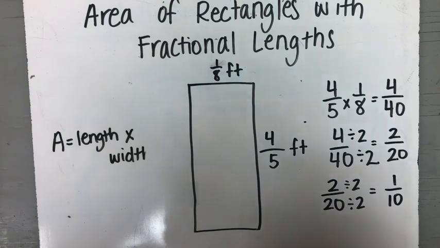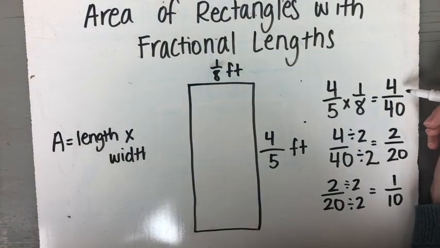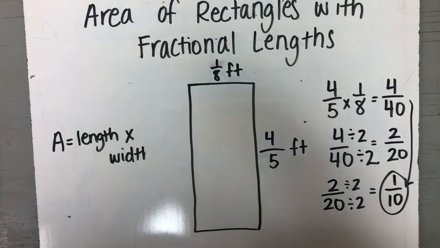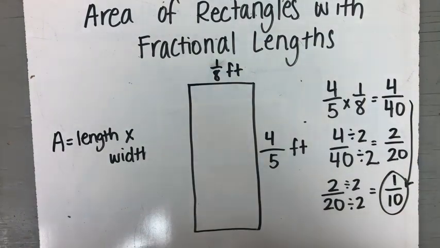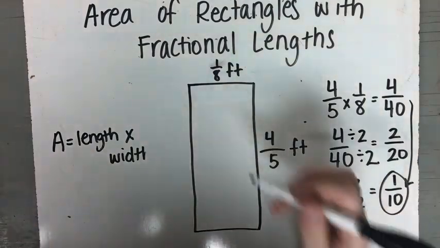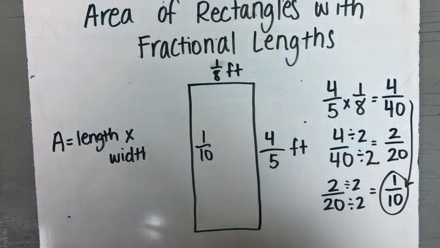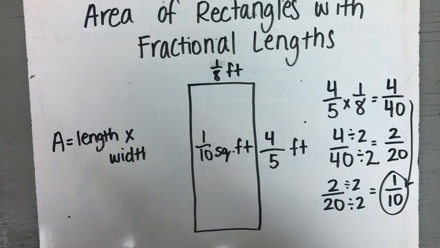Okay, so you may have noticed right off the bat, 4/40, you could have just divided 4 out of the top and the bottom, and you would have gotten right to your simplified answer of 1/10. Or you could have done the step-by-step process that I did, and you would still get the same answer. So that means the area of this shape is 1/10 square feet. Okay?